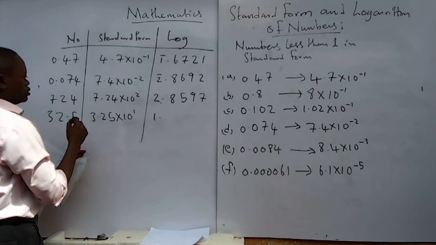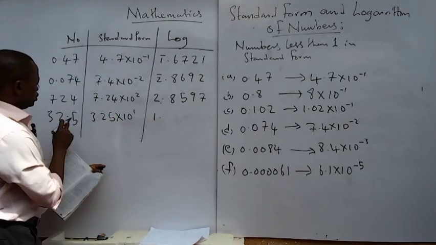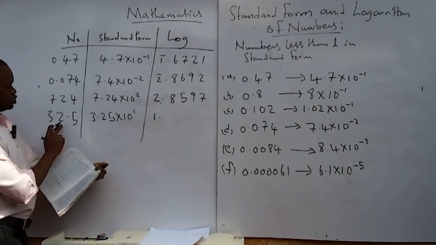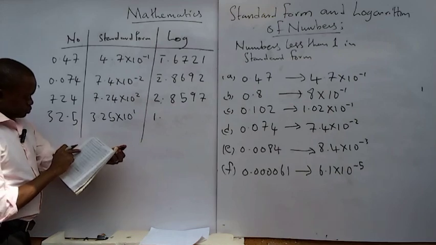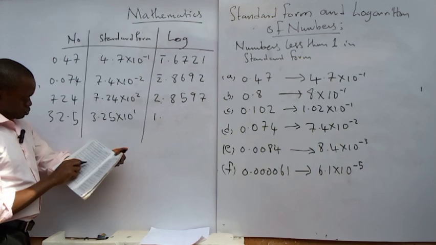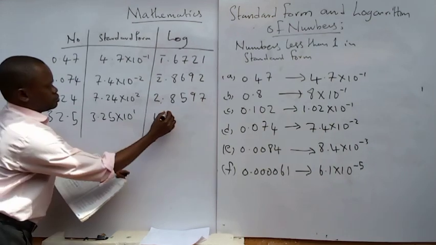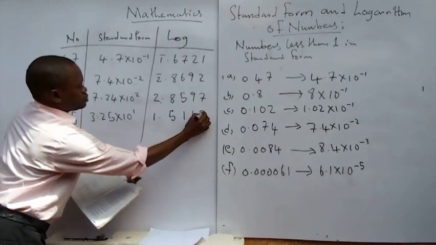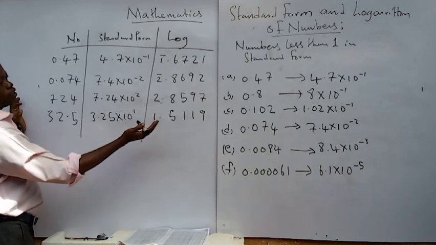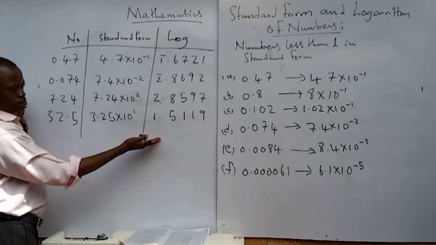And then what again do we have? 32 under 5. This has been taken care of by the characteristics you are seeing here. So we check 32 under 5, and it is 5119. So this is how to connect standard form to logarithm of numbers.